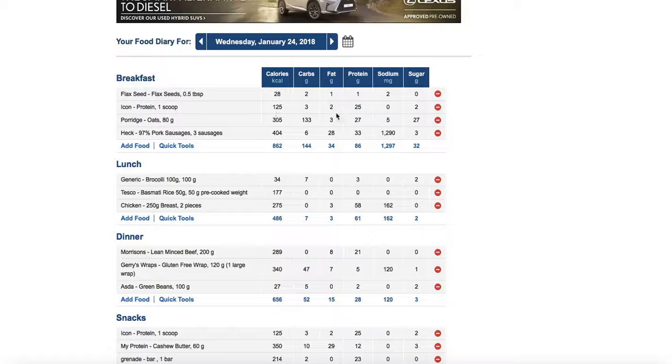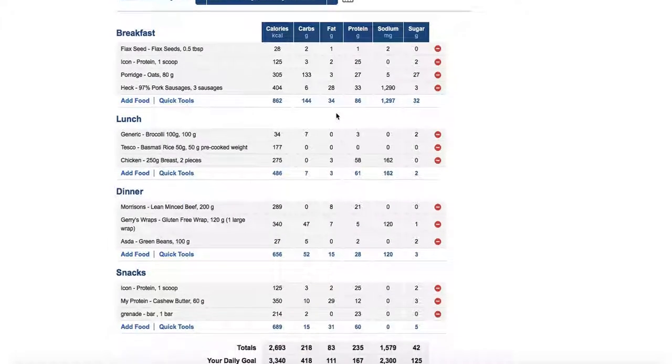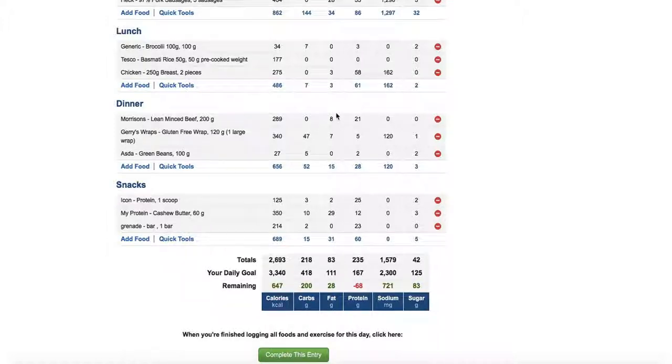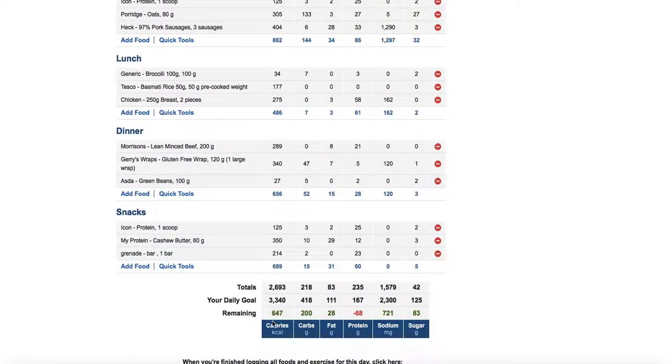So if you have a look at this, I've just put a day in together. This is typically what I eat at the minute. If you look down at the bottom, down here, you've got your calories, your carbs, your fats, your proteins, sodium, which is salt, and sugar. So these are the main features, really.